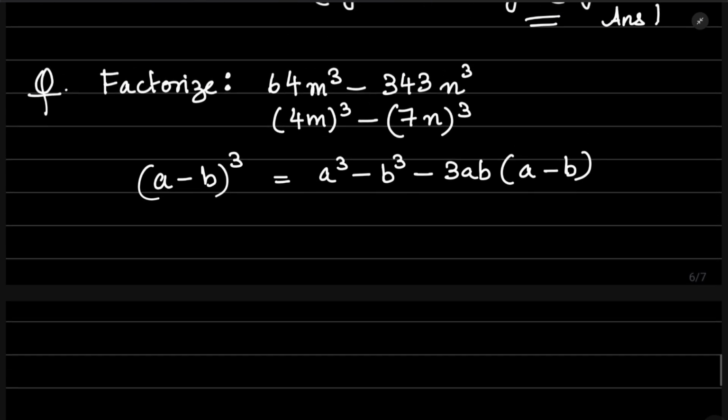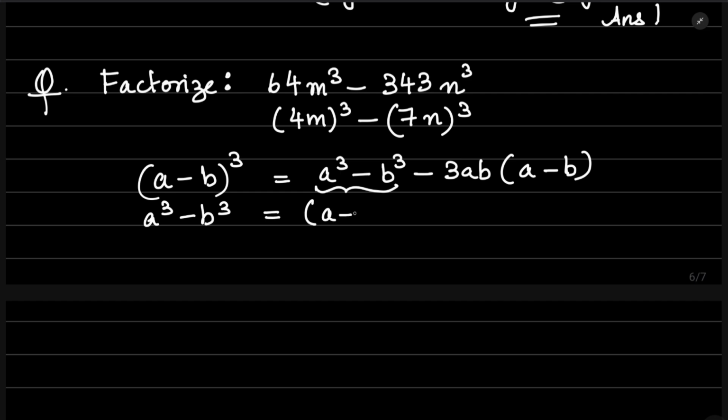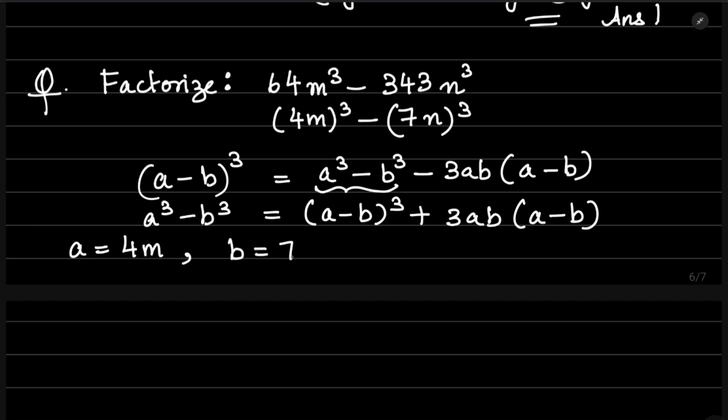From here you will be able to get the a cube minus b cube formula, which is a minus b the whole cube. This entire term will go to the other side, transposition happens, so plus 3ab into a minus b. Just substitute. In our case, a is 4m and b is 7n. It's your homework. You will try and solve it.